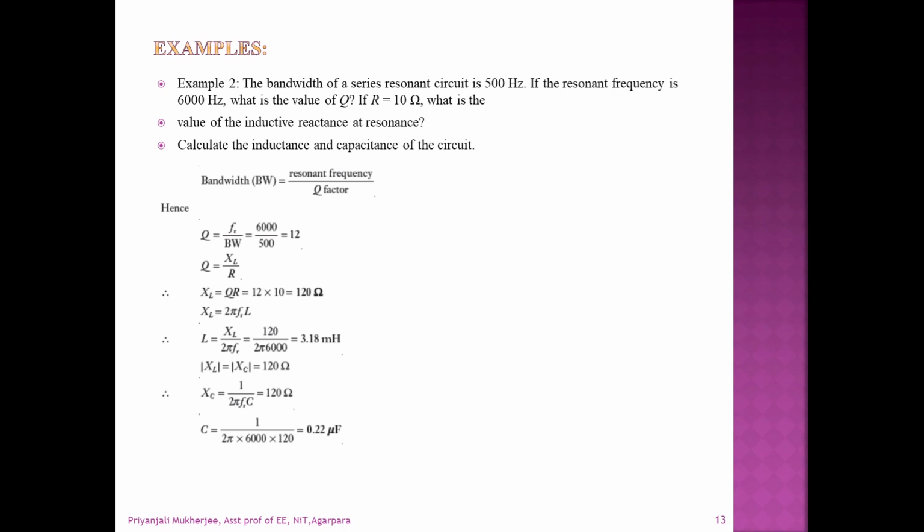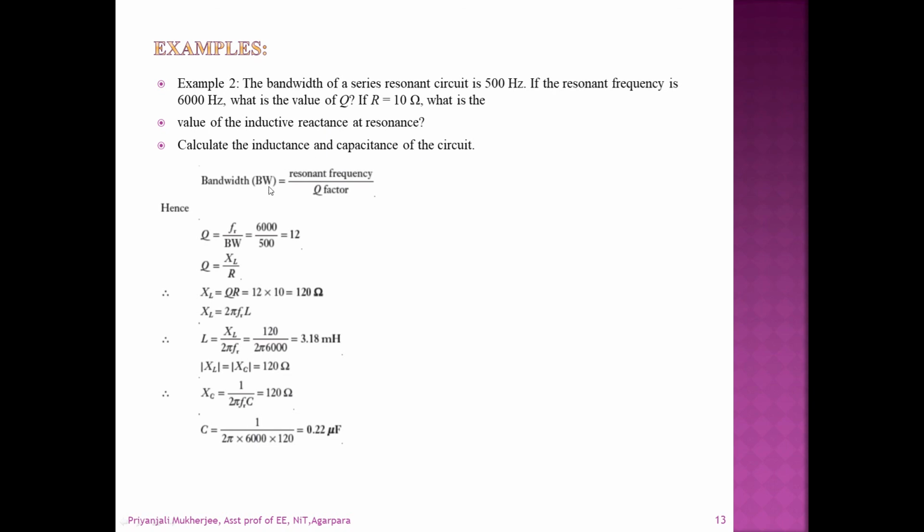And let us consider another example. Here the bandwidth of a series resonance circuit is given, where the resonating frequency is given as 6000 Hz, and we need to find out the value of the quality factor. The resistance value is given as 10 ohm, and then we need to find out the inductive reactance at resonance and the inductance and capacitance of the circuit.